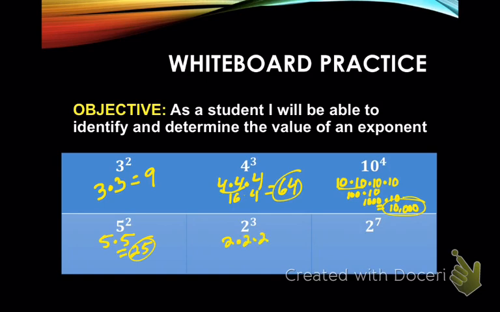2 times 2 times 2. So 2 times 2 is 4. 4 times 2, well, that equals 8. Congratulations. And finally, 2 to the 7th. That's 2 times 2. I got 4 so far. 5, 6, and 7. Let's go ahead and figure this one out. That's 4 times 2 is 8. Okay? Times 2 is 16. Times 2 is 32. Times 2 is 64. Times 2, well, that should be 128. That should be your answer.